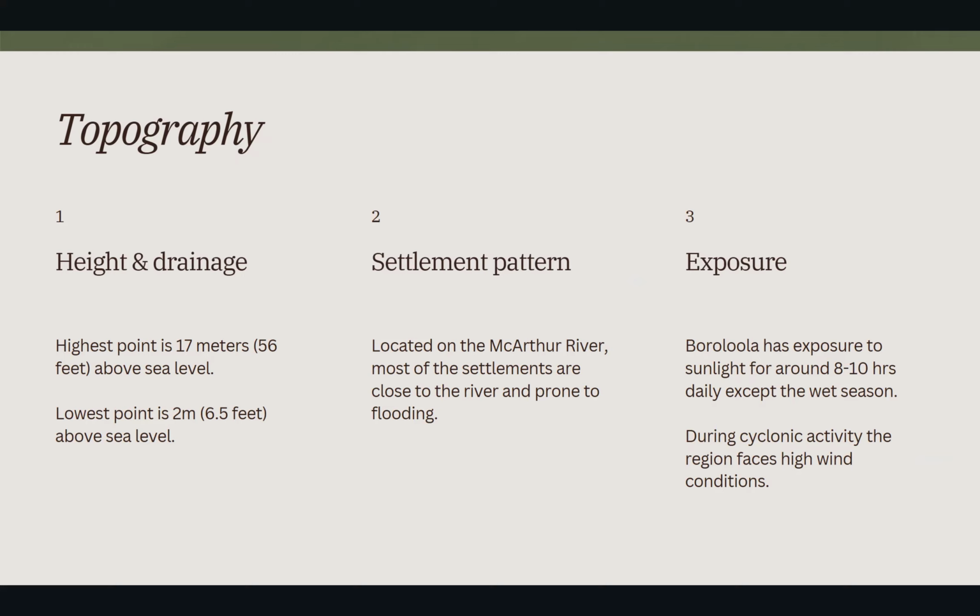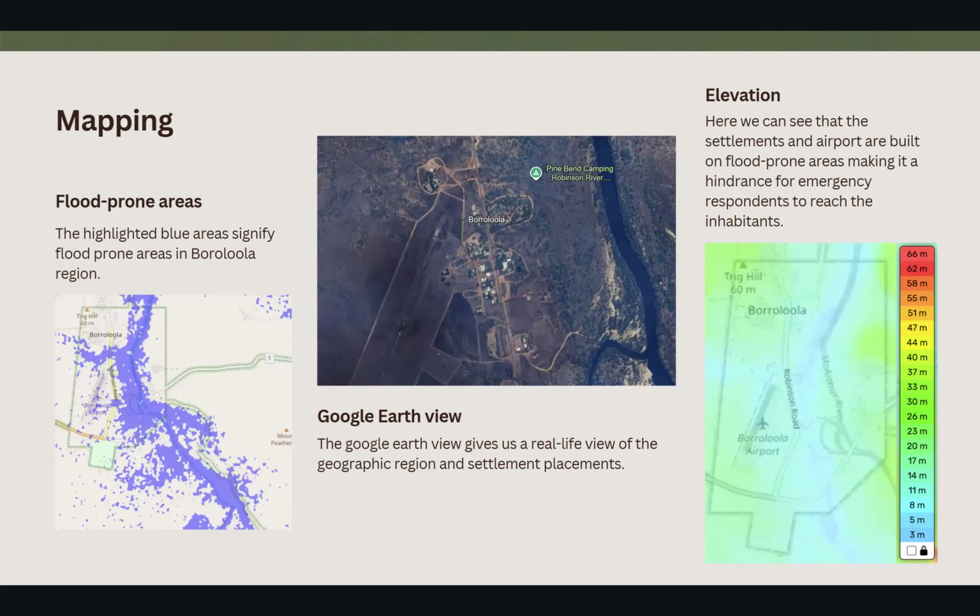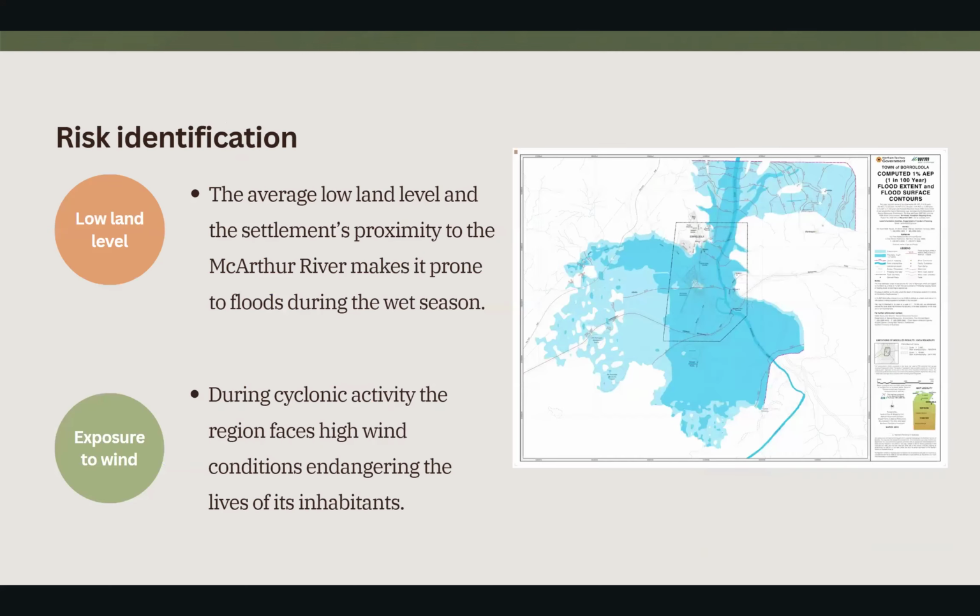Exposure. Bololura has exposure to sun for around 8 to 10 hours daily, except in the wet season. And during cyclonic activity, the region faces high wind conditions. This is the mapping of the flood prone areas, the real life view of the geographic region, and the elevation map that shows us that the settlement and airport are built on flood prone areas, making it a hindrance for emergency respondents to reach the inhabitants.